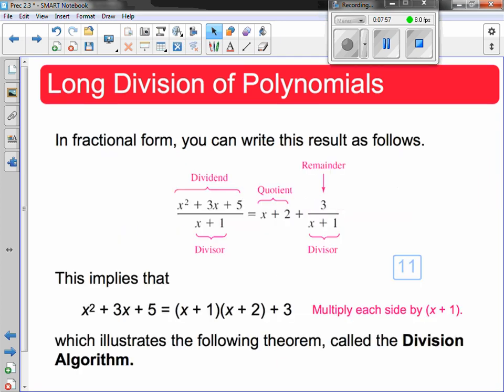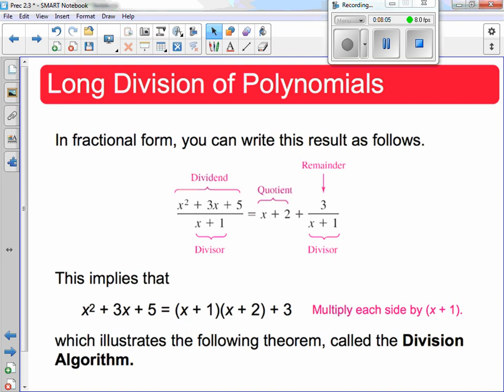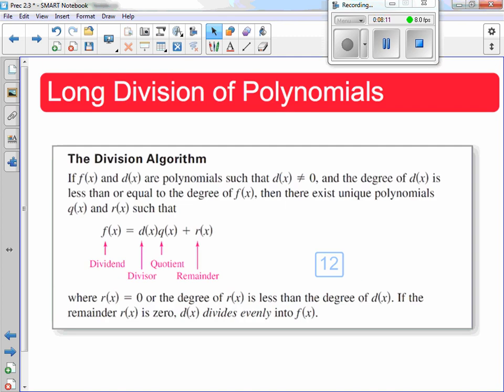We get the remainder of 3. So we set it up as the quotient plus the remainder over the divisor. Dividend is what we divide; divisor is what is being divided by. And that's it.